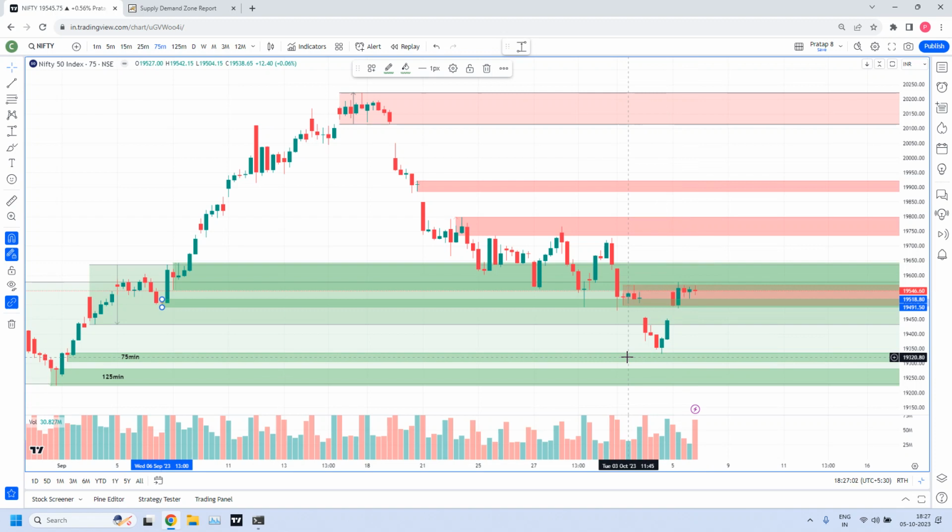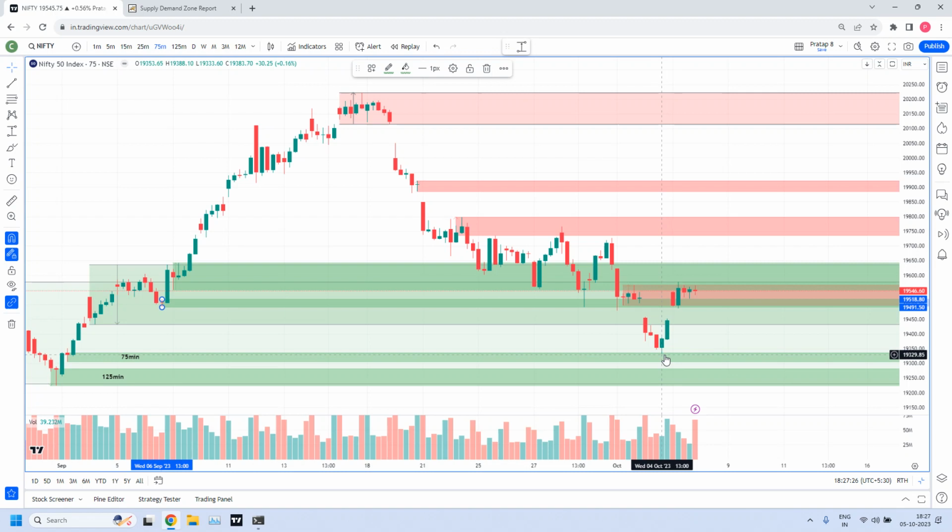Just think for a while. Just pause the video first and think what could be the reason. Why am I so confident that this zone will work even though it is not a high liquidity zone? Just pause the video, think for some time.